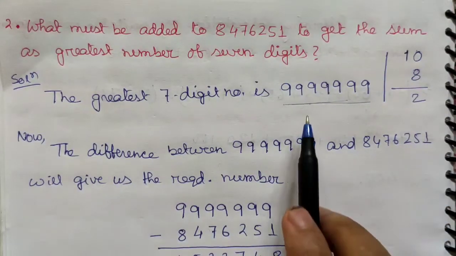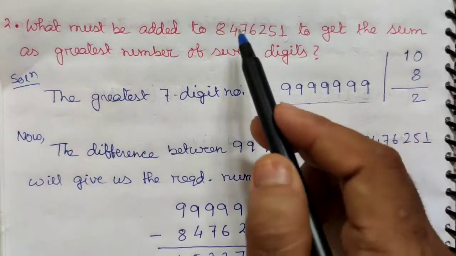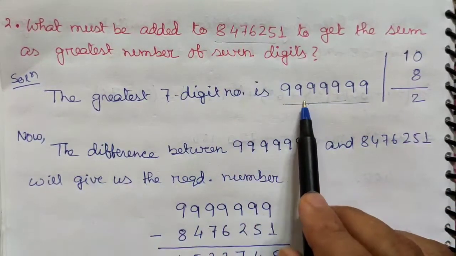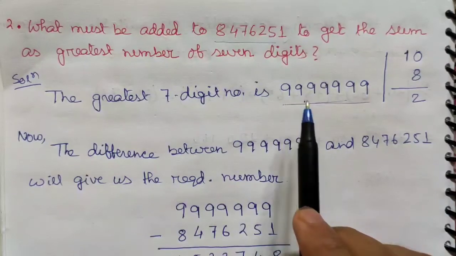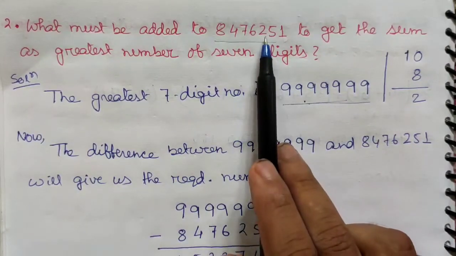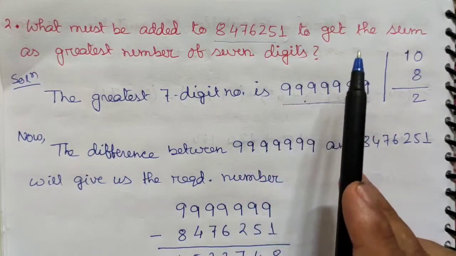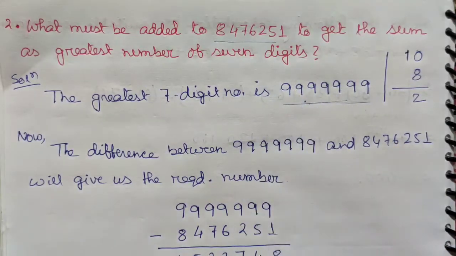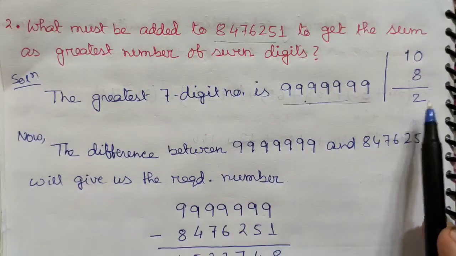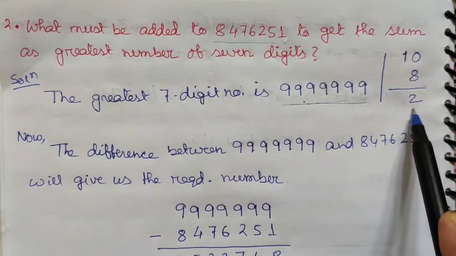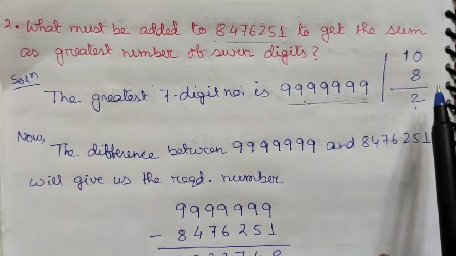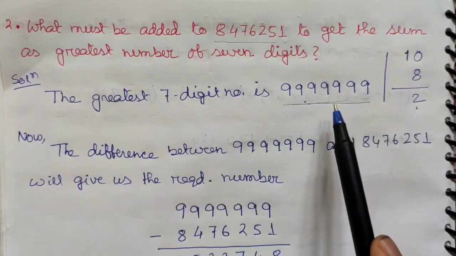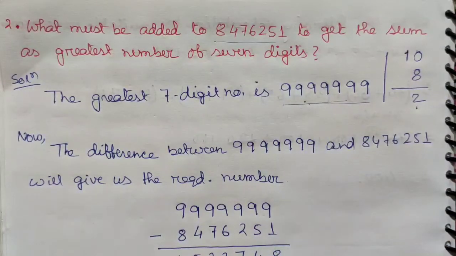So same like in this case, here what will we do? We'll subtract this number from the result. The number which comes will be our required answer. For this case, our number came 2. That means if we add 2 with 8, the result will be this. So now let us proceed.